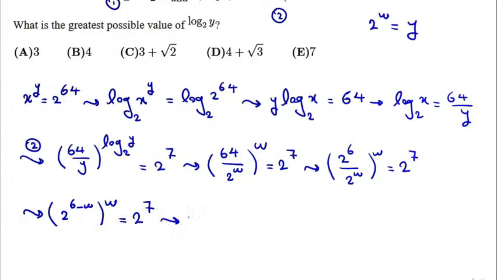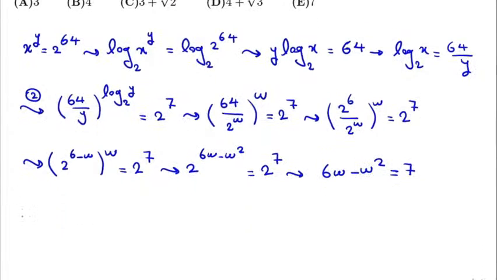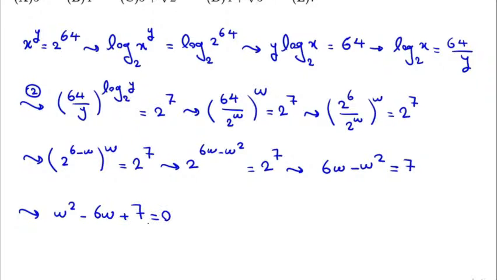And it will be 2 to the power of 6 minus w times w, or you can multiply: 6w minus w squared equal to 2 to the 7. And then we can say the powers have to be equal to 7, and take all things to the right hand side. So w squared minus 6w plus 7 equal to 0, and then we switch left and right hand side. Now we use the quadratic formula.